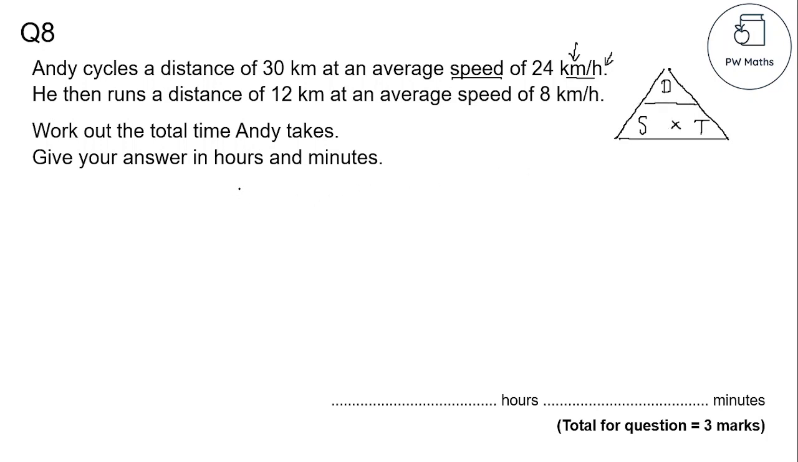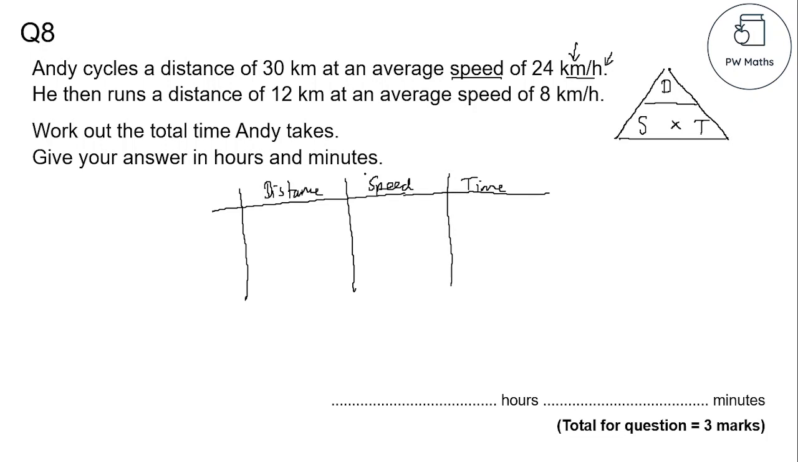And I always like to put a little table of things going on. This question is about distance, it's about speed and time. I'll just make the grid a little bit bigger. And I always like to put the measurements as well. Distance has been measured in kilometers. Speed is in kilometers per hour. It says so in the question. So I'm guessing time must be in hours.